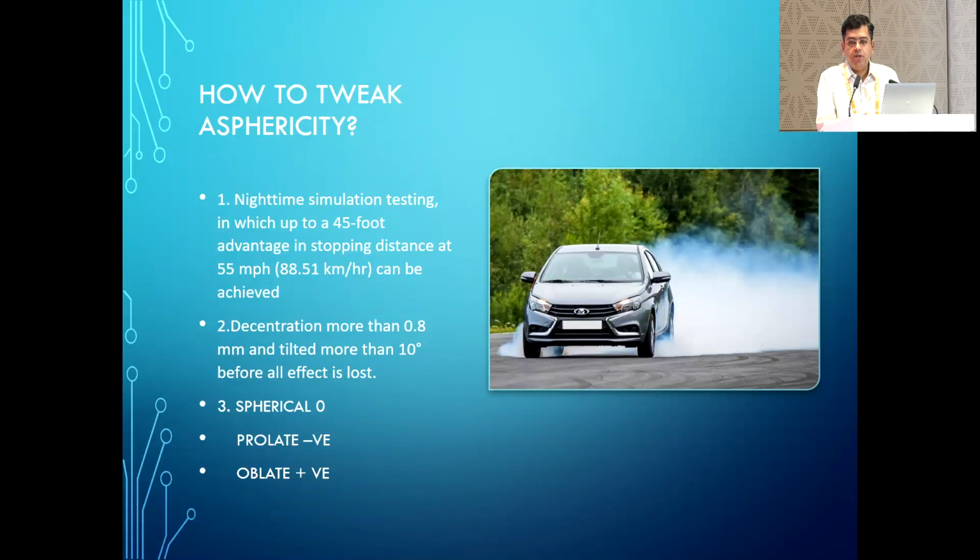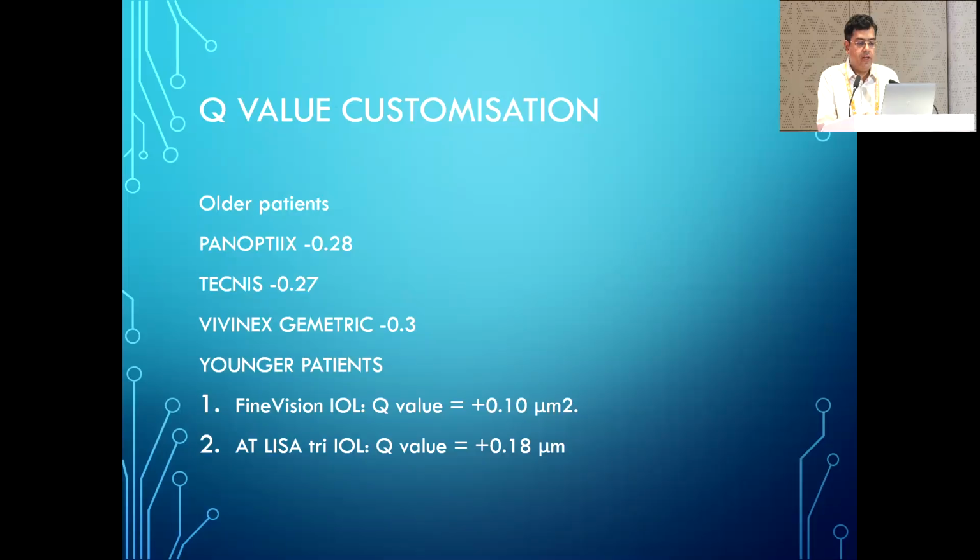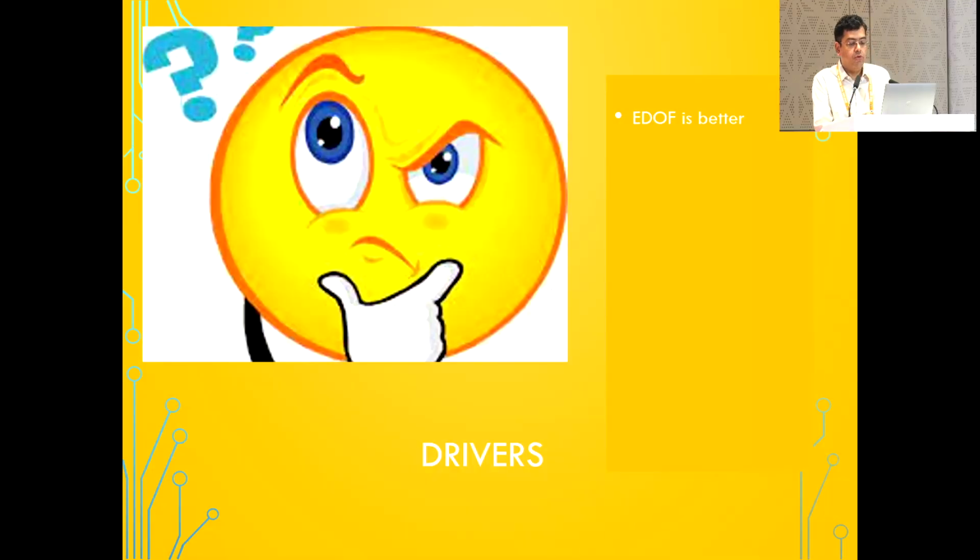So how to tweak asphericity? Asphericity is the one we talked about 20 years back, and now we have gone back to making spherical lenses in the name of EDOF. When you look at driving, it gives you a lot of power in terms of clarity of vision, especially nighttime vision. We can use prolate or oblate corneas to select whichever lens you want to choose. If you want to choose a lens for older patients, Panoptix or a Tecnis or a Vivinex is better, but if it's for a younger patient, I find AT LISA, which is the one I use, seems to be better because it has a spherical value.